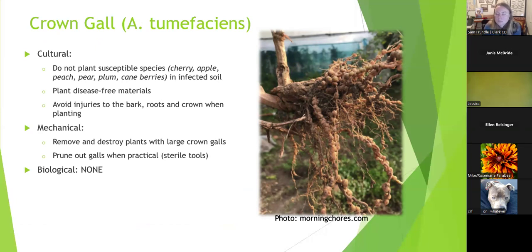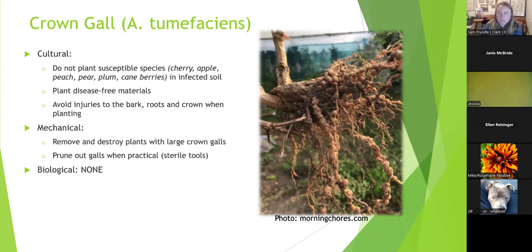So if you plant those susceptible plants in the soil that has the infection, you're going to get crown gall. What you want to do is make sure you are planting disease-free material into disease-free soil.